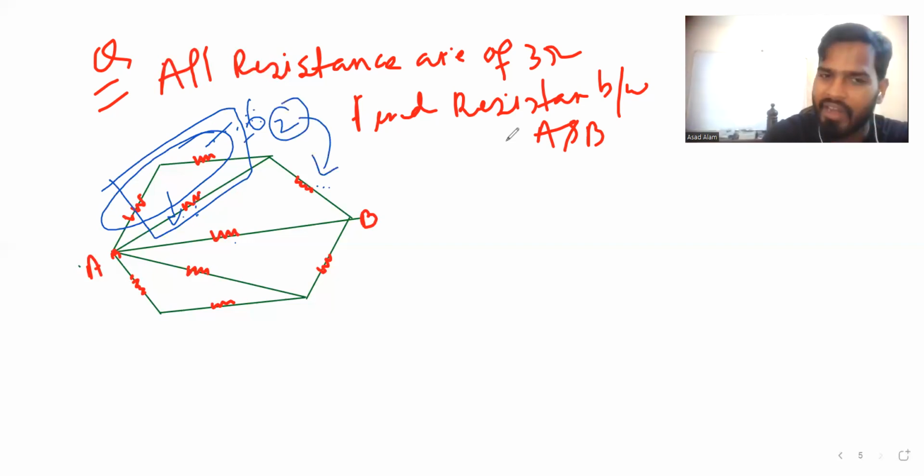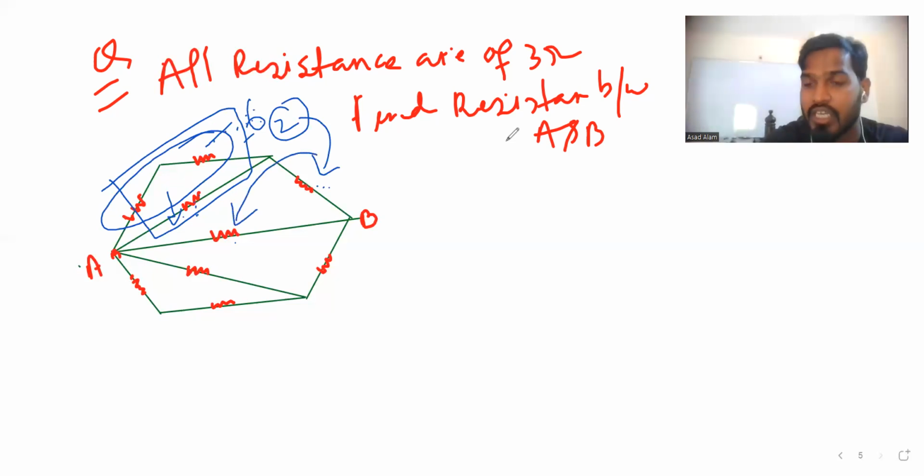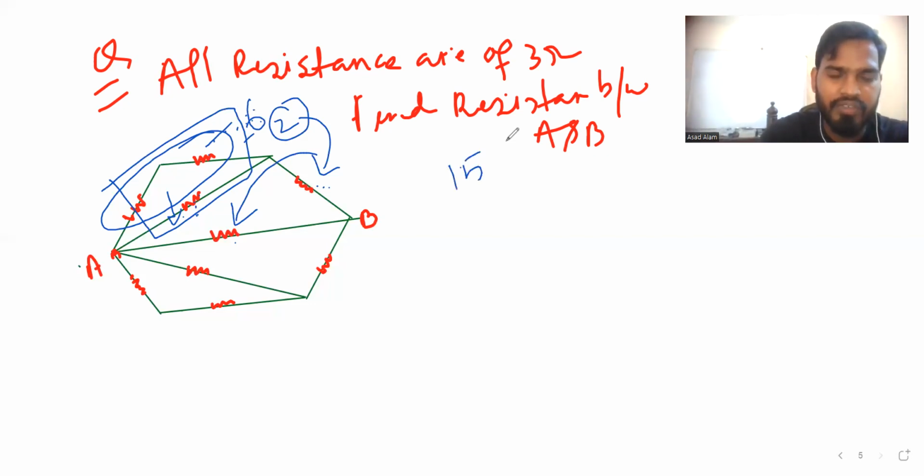2 and 3 are in series, so it becomes 5. That 5 is in parallel with this 3. So 5 times 3 is 15, multiplication by addition, 15 by 8. So till here you got 15 by 8.